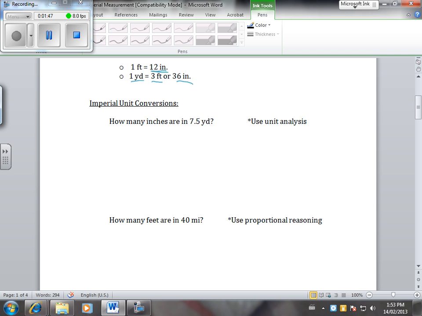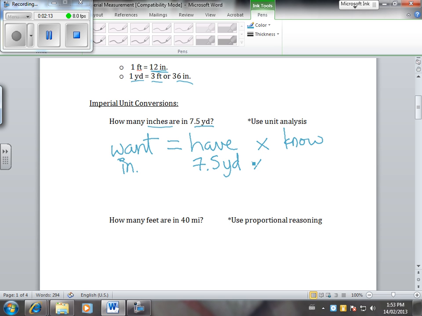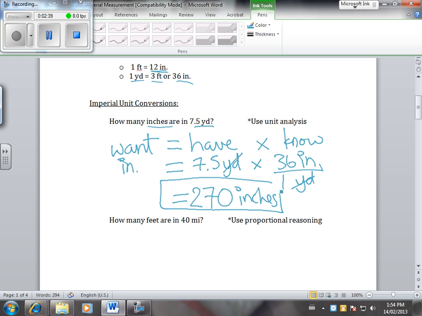So inches and yards. We want inches. We have 7.5 yards. And we know that there are 36 inches per 1 yard. So if we do our math, our yards cancel out, so we times 7.5 times 36 inches, and we get that there are 270 inches in 7.5 yards.